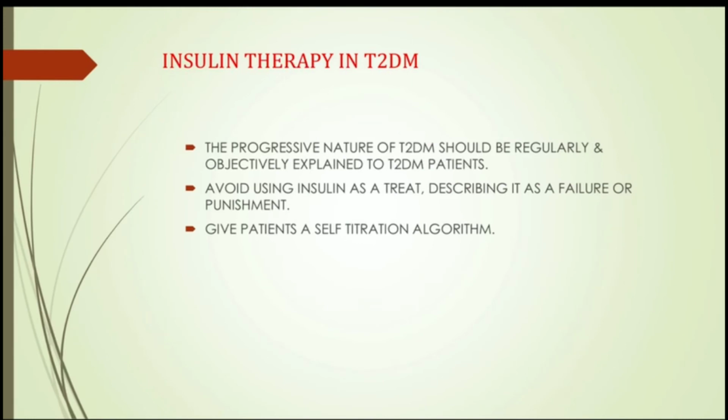So in this slide, we will talk about the insulin therapy in type 2 diabetes patients. As we discussed in the previous slides, an individual with HbA1c of 10% or more, and also with plasma glucose of 300 mg per deciliter or more, in that patient we generally use insulin for the targeted glycemic control. The progressive nature of type 2 diabetes mellitus should be regularly and objectively explained to the diabetic patients. Avoid using insulin as a threat and describing it as a failure or punishment for the patient. Give patients a self-titration algorithm for better administration and also for better diabetes control.